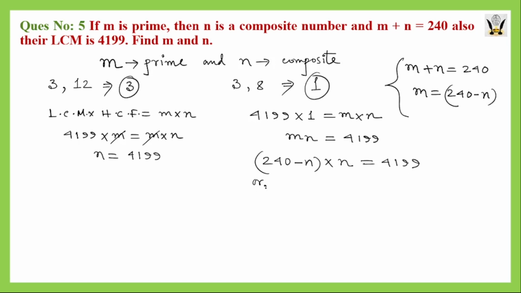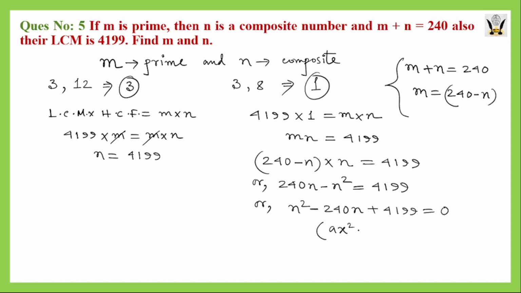Now if we simplify further, it will be 240n minus n square, and that will be equal to 4199. If we rearrange the terms, it will be a quadratic equation of n. If we take minus n square to the right side, that will become plus n square. And 240n, if we take to the right side, will become minus 240n, and we already have 4199 on that side, and the other side becomes 0.